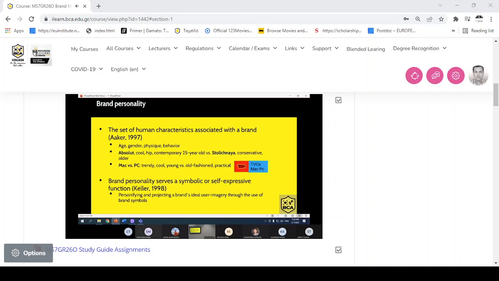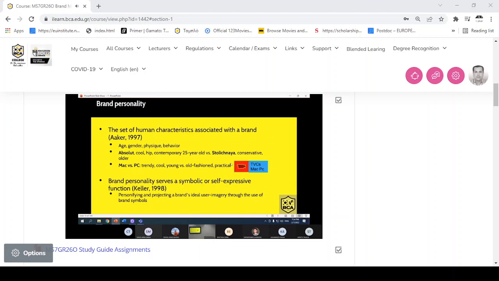For example, a brand is perceived in terms of personal characteristics such as age, gender, physique, and behavior. For example, Absolut tends to come across in consumer surveys as being cool, hip, contemporary, 25 years old, versus Smirnoff, which is more conservative and older.